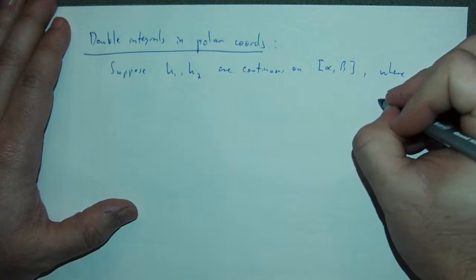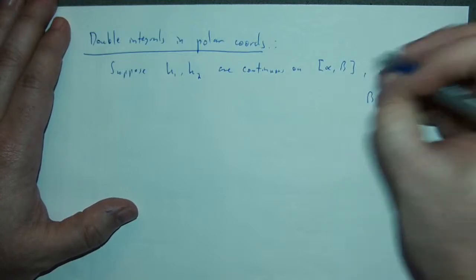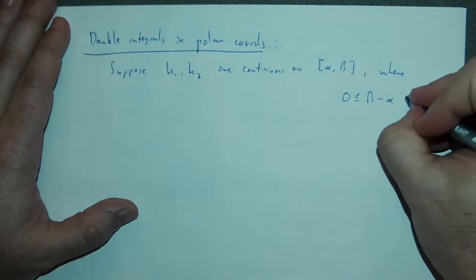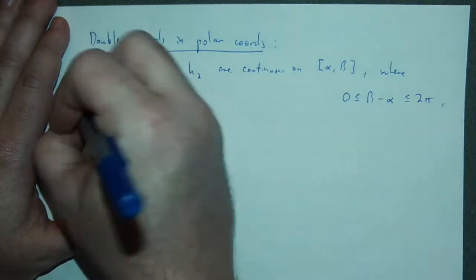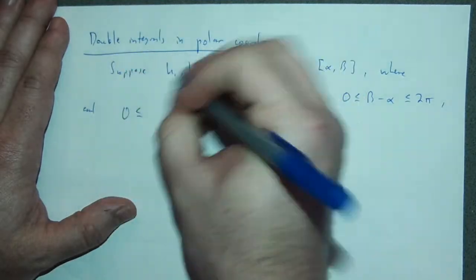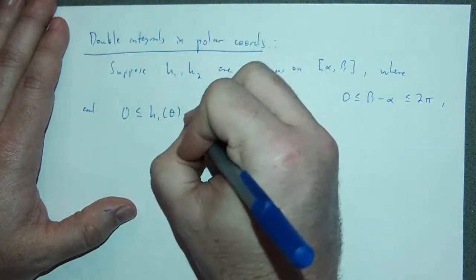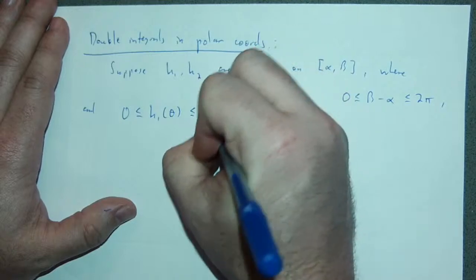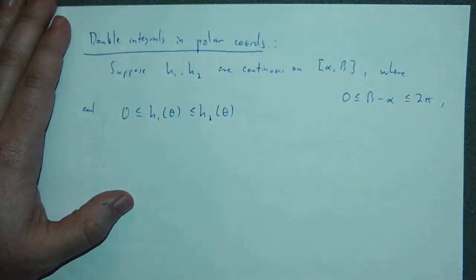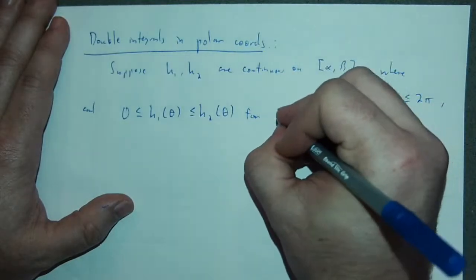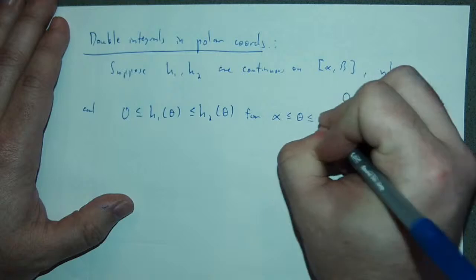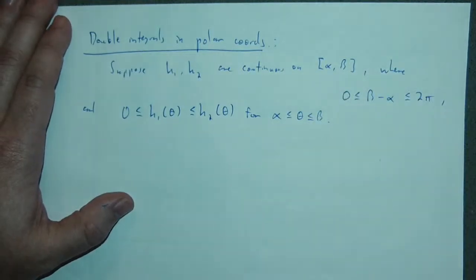where the difference of beta minus alpha is greater than or equal to 0 and less than or equal to 2 pi. Okay, remember these are angular values, so we can always set this up. We don't have to worry about that. And that both of these are non-negative functions of theta, with h sub 2 dominating h sub 1, for all alpha less than or equal to theta, less than or equal to beta. So for all theta between alpha and beta.